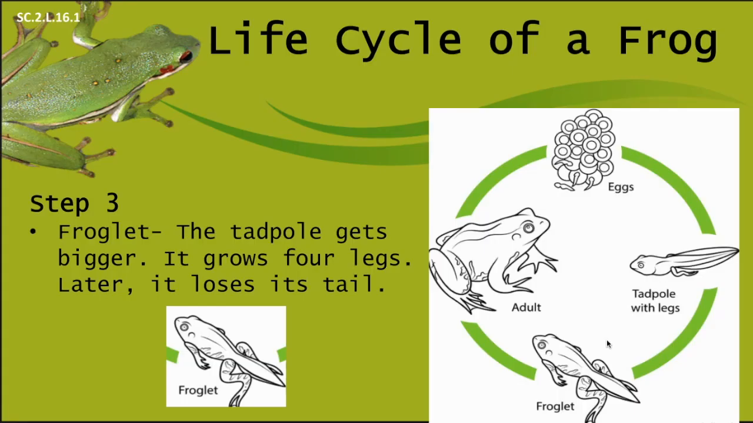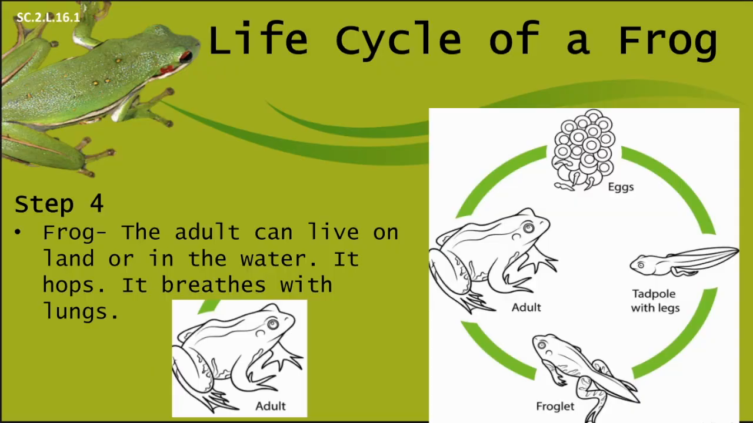Then to step 3, our tadpole gets bigger, it grows 4 legs, and then later on it loses its tail. So we see the back legs form first, and then the front legs. After our froglet, it becomes an adult frog. The adult frog can live on land or in the water. It hops and it breathes with its lungs. So instead of gills, it now has formed lungs. So it breathes oxygen like we do from the air.